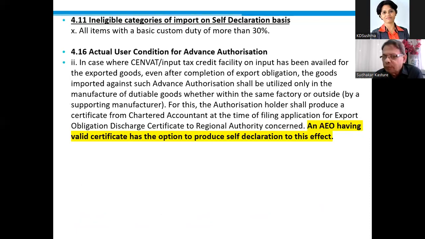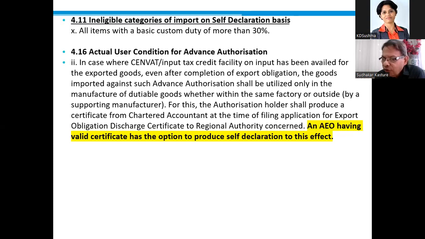Ineligible categories, please remember, under self-ratification scheme, you cannot take any item where the basic custom duty is more than 30%. Earlier also this condition was there. It was talking of chapter 1 to chapter 24 of HS codes. Now very clearly they say any item where the basic custom duty rate is more than 30%, that item has to be approved by the government. You cannot take it under the self scheme.